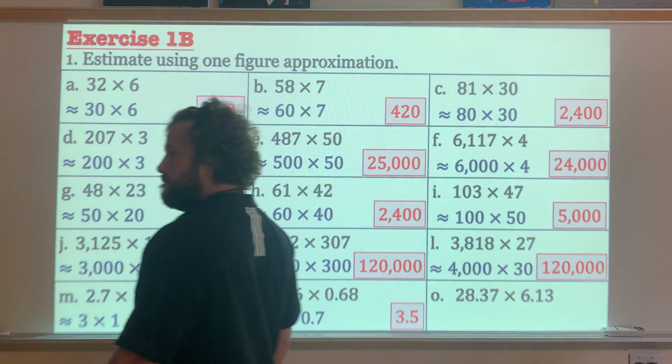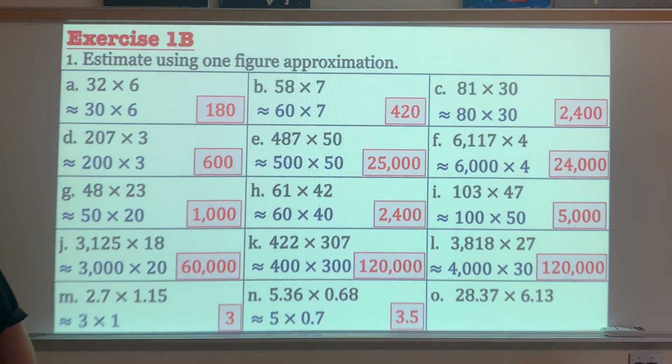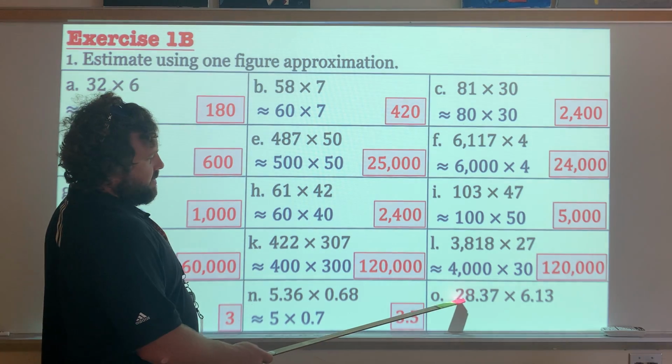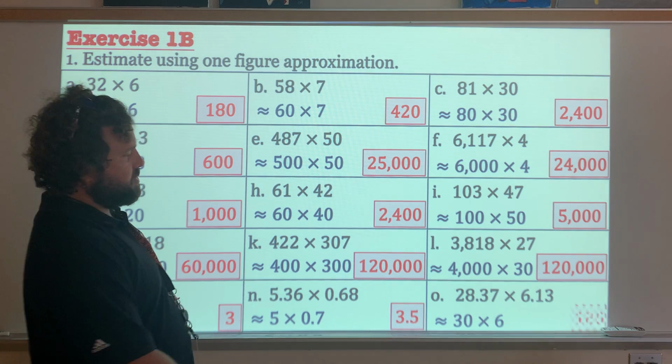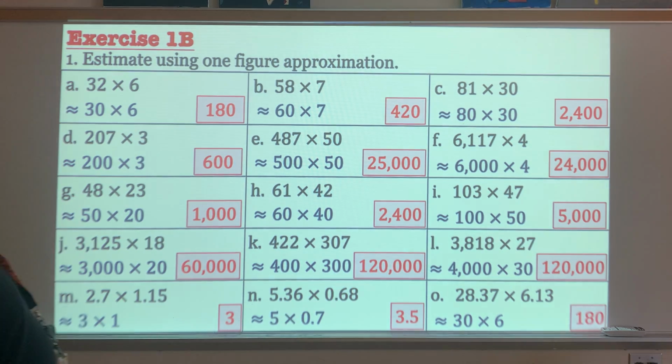Got it? Awesome. All right, this one. 2.8 rounds this to a 30. 1 rounds this to a 6, stays 6. So 30 times 6 is 180. Hopefully you got all those correct answers.